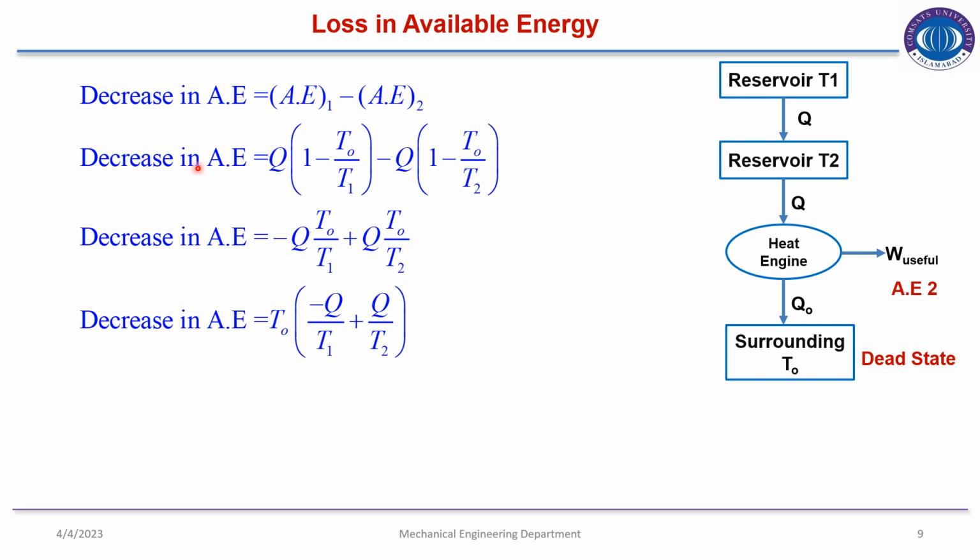Now the decrease in the available energy is available energy for case 1 minus available energy for case 2. We have calculated, in terms of efficiency, the individual relations for the available energy of case 1 and available energy of case 2. So we subtract them, and the relation that represents the decrease in the available energy is equal to T0 multiplied by minus Q over T1 plus Q over T2. That is the third relation that we have found to calculate the loss in the available energy, or decrease in available energy, or increase in unavailable energy.